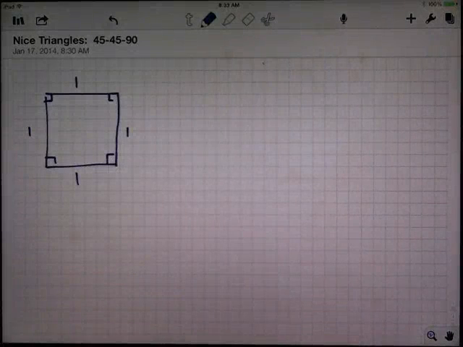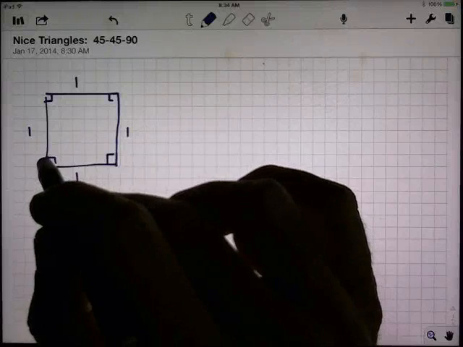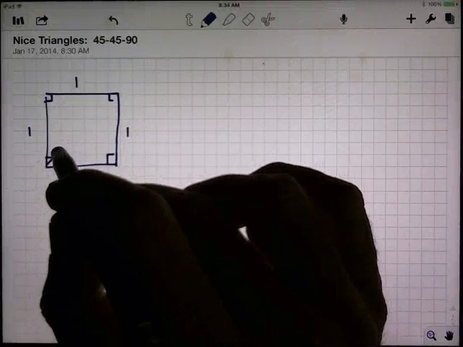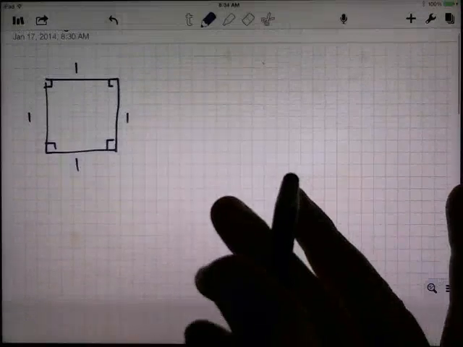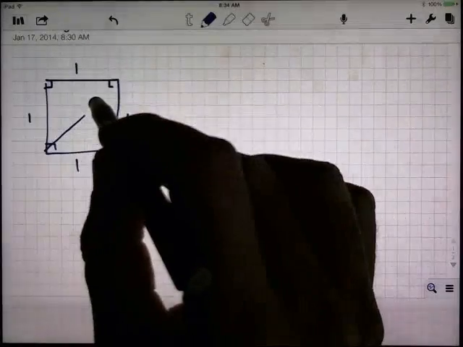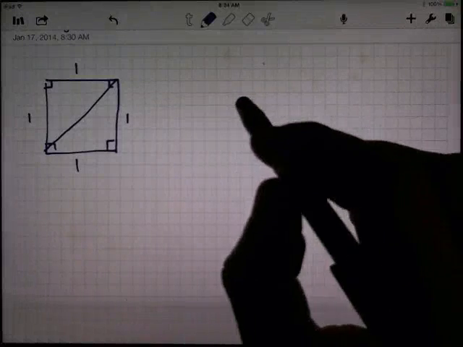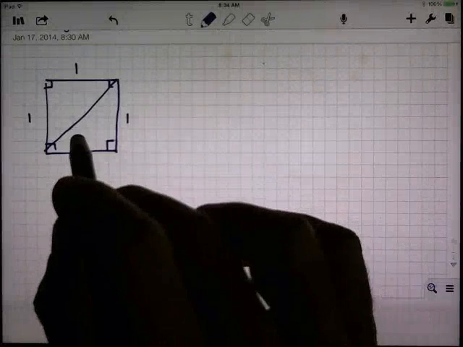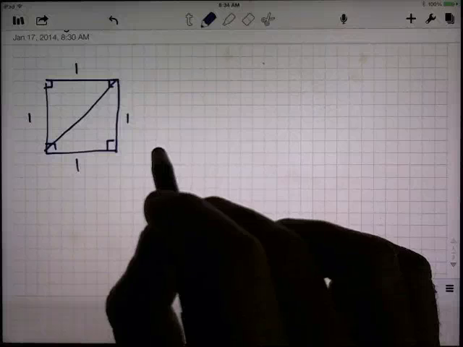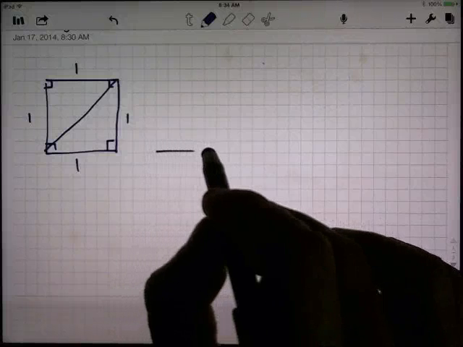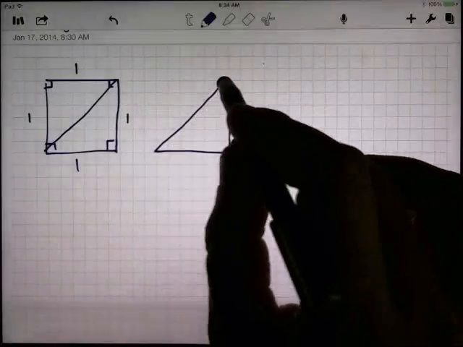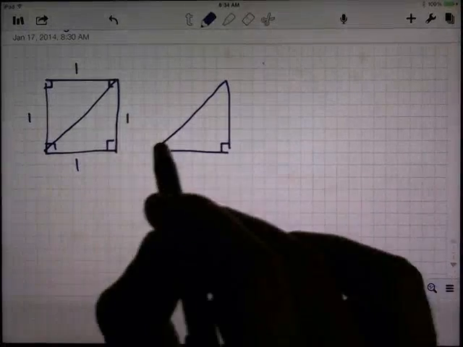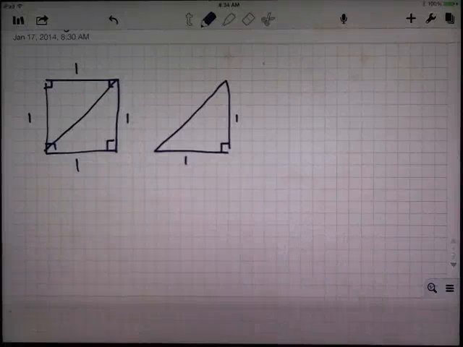What I'm going to do now to make a triangle here is to take this square and cut it in half along the diagonal. Okay, and this is going to be persnickety, so let's try this again. Cut it along the diagonal. So let me just look at the bottom half here. It looks like this. I've got my right angle here. These two sides are the same as they were before, 1.